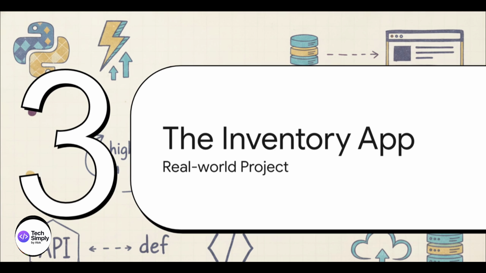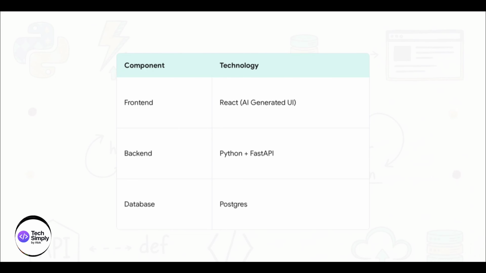Okay, Section 3. The inventory app project. So the crucial point here is isolating exactly what we're building and where our focus is actually going to be. In our sample tech stack, we've got 3 main layers. For the database, we're using Postgres to store our data. For the backend, the actual core of our logic, we're using Python paired with FastAPI. And for the front-end user interface, we're using React.